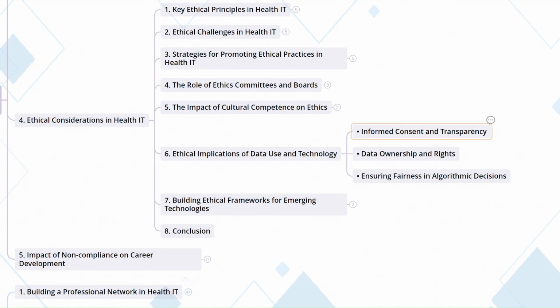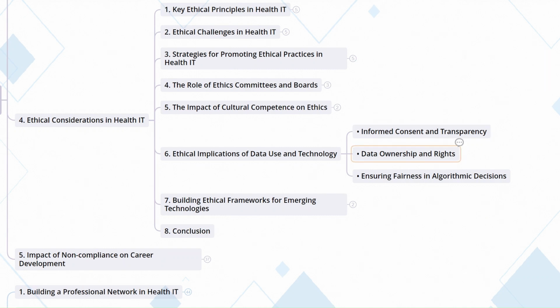Firstly, informed consent and transparency. Ensuring that patients are fully informed about how their data will be used, shared, and protected is critical. This includes being transparent about participation in clinical research and data analytics efforts.